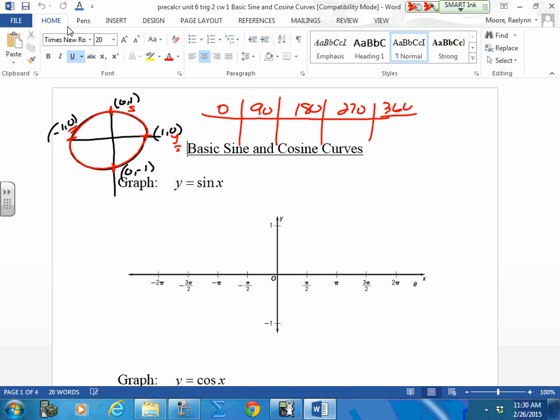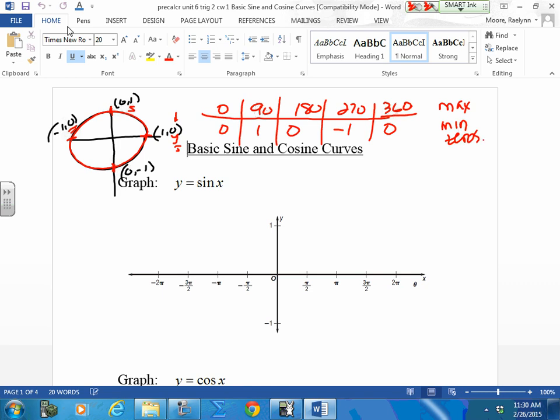So you're going to say, at your 0, our y's are our sine. 0, 1, 0, -1, 0. That's going to be your cycle for your sine curve. We're looking for our max, that's at 360, our mins, and our zeros. That's what's going to help us sketch your curve.